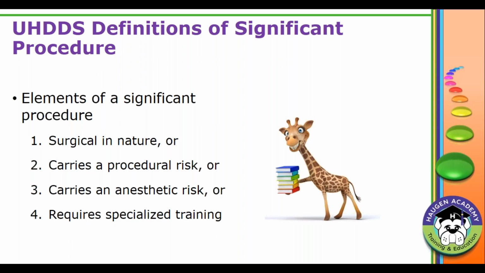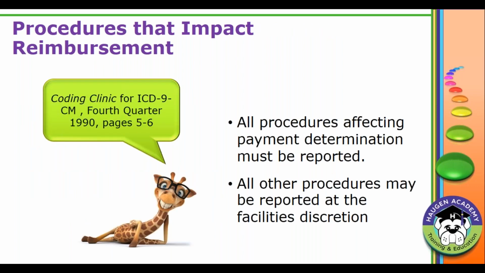So let's first of all talk about what UHDDS says a definition of a significant procedure is. They say that elements of a significant procedure, those are things that are surgical in nature, carry a procedural risk, carry an anesthetic risk, or require specialized training.